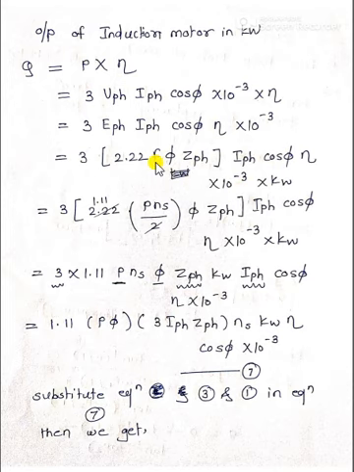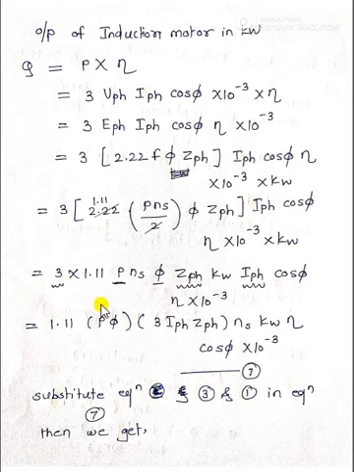Now next we substitute the frequency equation we calculated previously. So this 3 as it is, 2.22 f means P ns upon 2, phi Z phase I phase cos phi efficiency into 10 raised to minus 3 and this kW. So this 2 cancels with 2.22 and it gives 1.11. So 3 into 1.11 P ns phi Z phase kW I phase cos phi efficiency into 10 raised to minus 3.